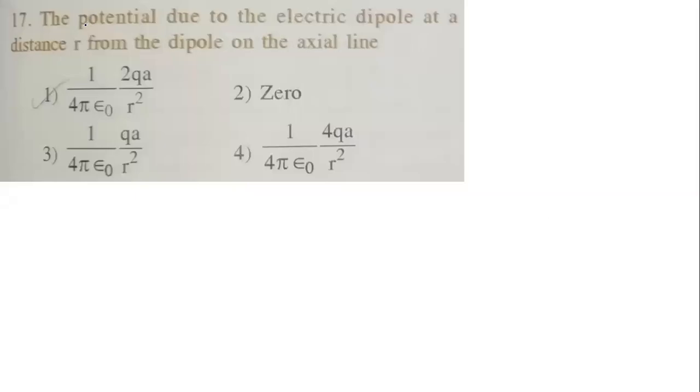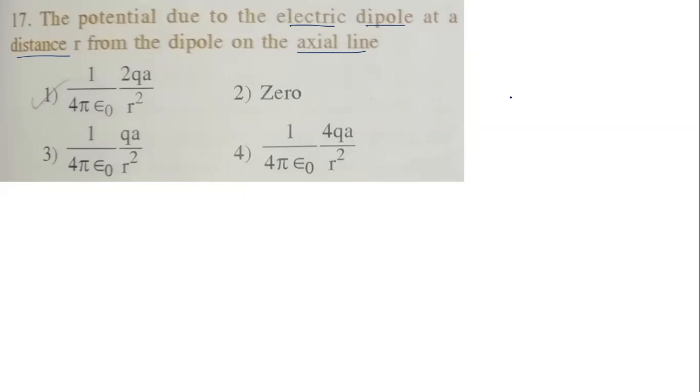The question is asking us the potential due to an electric dipole. So potential due to what now? Due to an electric dipole at a distance of how much now? A distance of r from the dipole on the axial line. So we need to find the potential on the axial line.